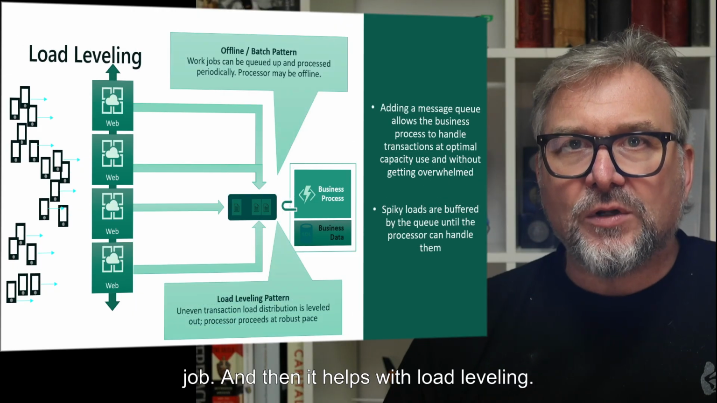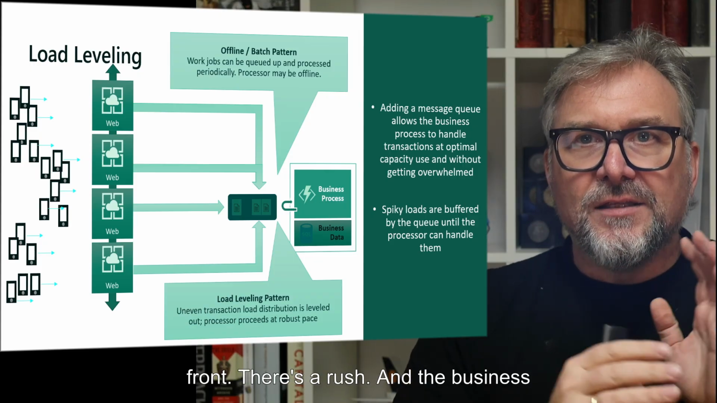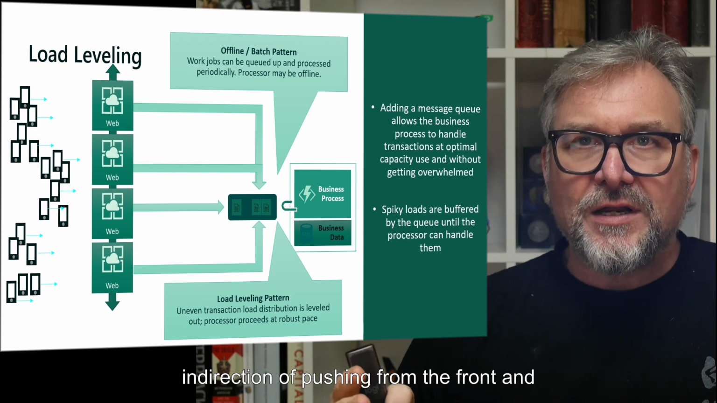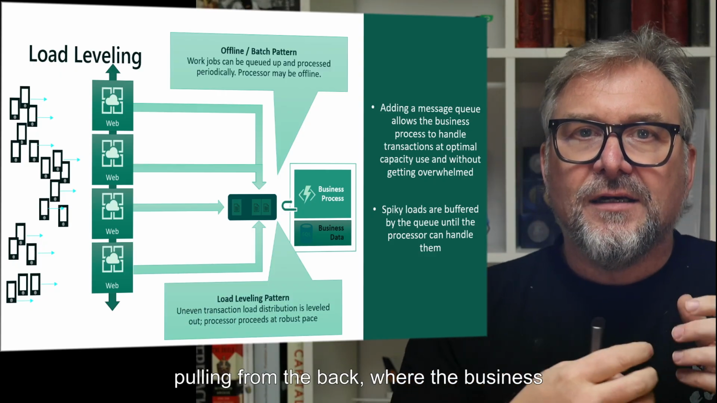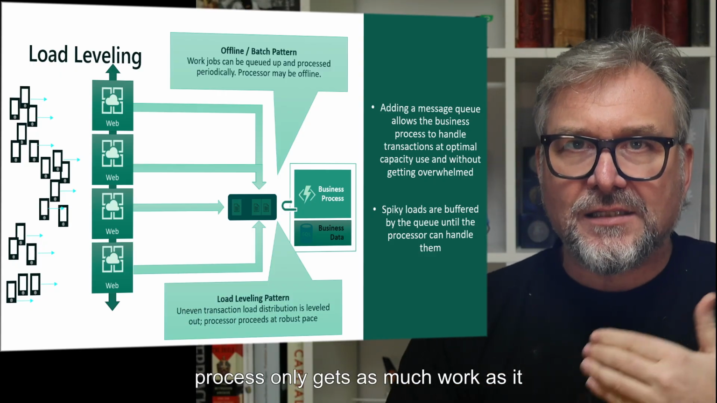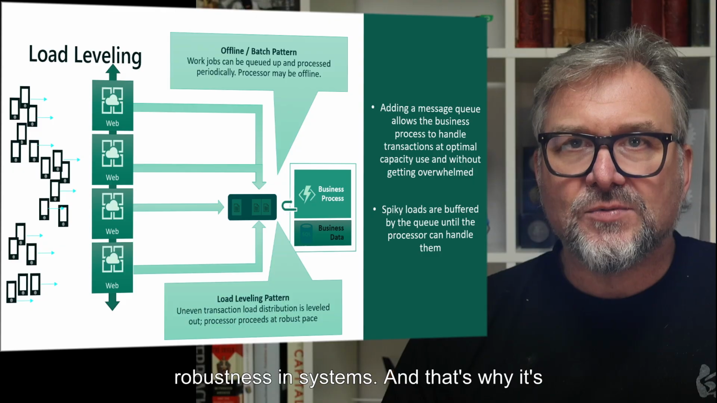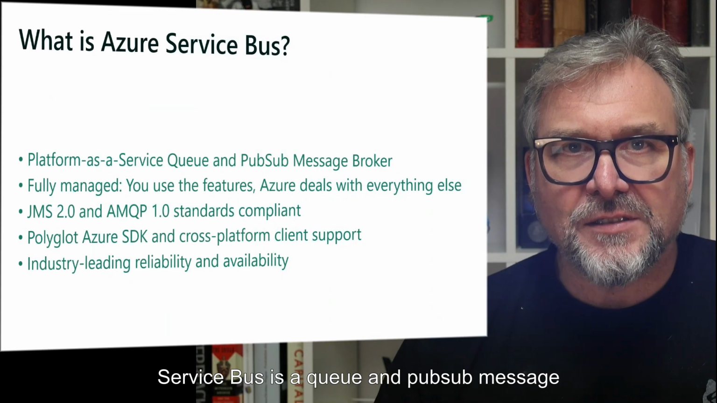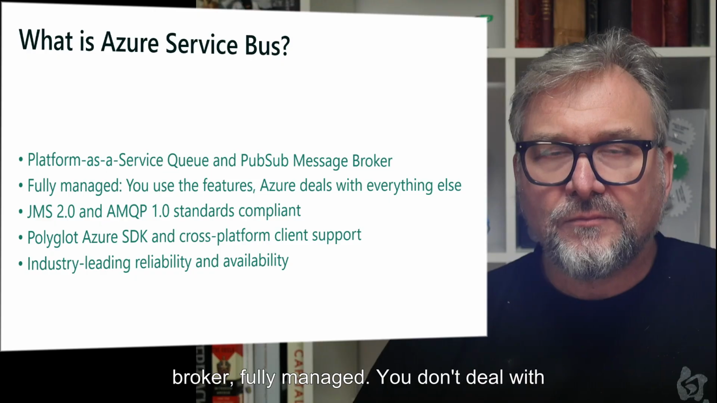And then it helps with load leveling. You have a lot of traffic coming from the front. There's a rush, and the business process at the end cannot be rushed, should not be put under stress. So this indirection of pushing from the front and pulling from the back, where the business process only gets as much work as it really can deal with, that creates robustness in systems, and that's why it's effectively reliability as a service.